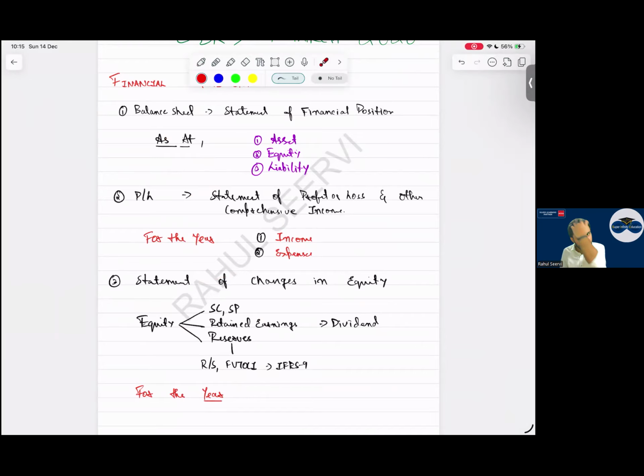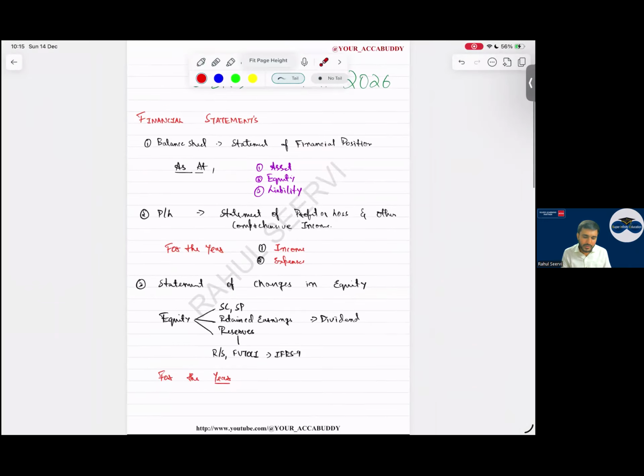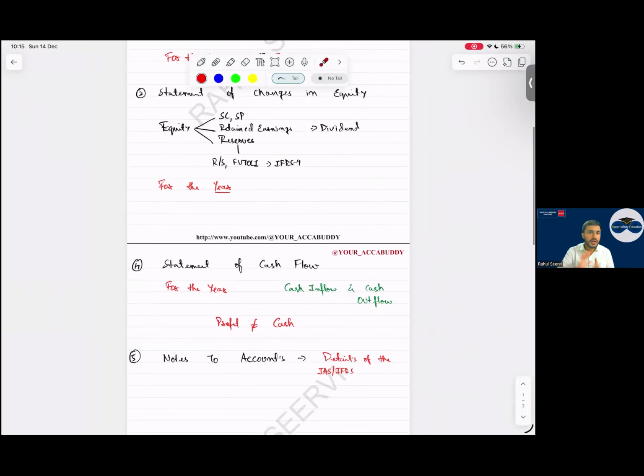Any doubts to anyone in these five things? No. This is clear to everyone. Now this basic is clear to everyone.